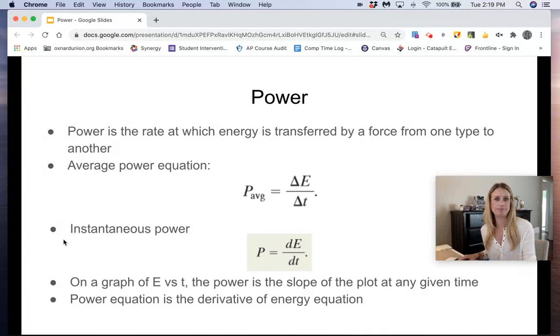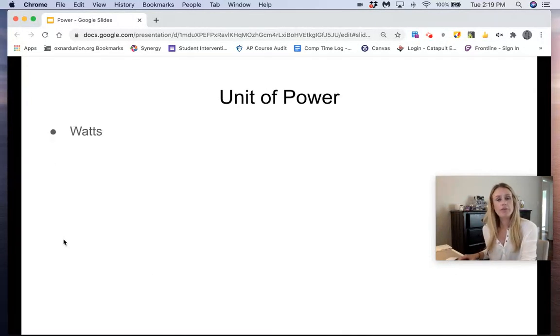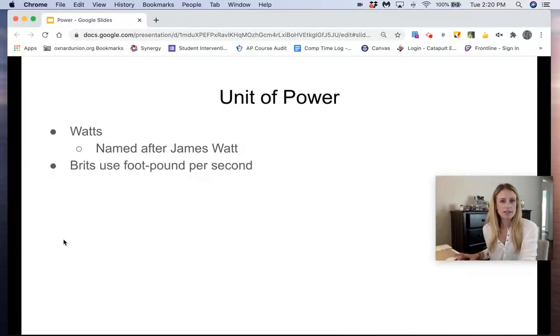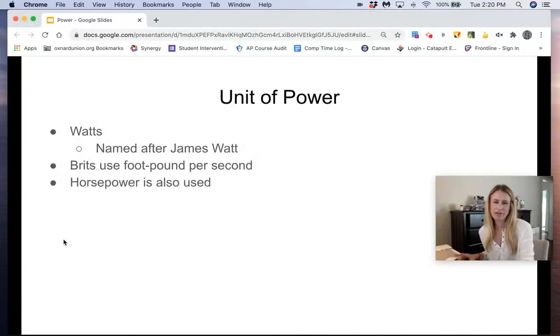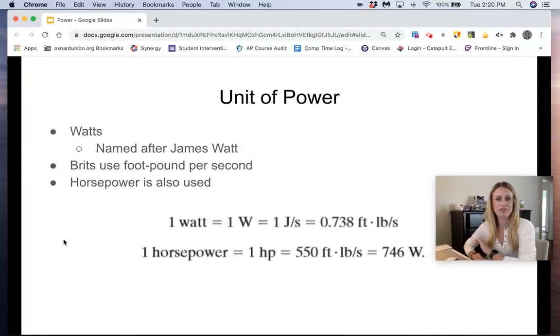Now, the unit for power is watts, and you've probably heard of this unit before because a lot of light bulbs are rated in watts. And this unit is named after James Watt. Now, in Great Britain, they use foot-pound per second, so that might also seem kind of familiar. And horsepower is probably a unit that you've learned before.